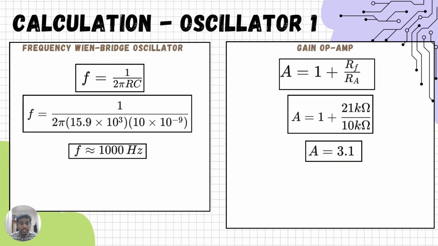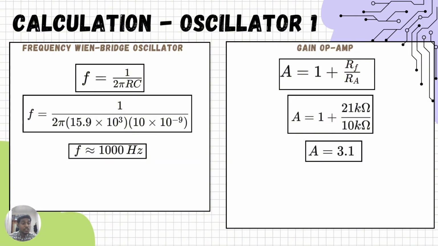First we are going to explain this calculation. We put back the values: our RF is 21 kilo ohm and our RA is 10 kilo ohm. We substitute the values and we get 3.1 for A. The calculated value of 3.1 is slightly greater than the minimum required gain. Actually, for this one you should get A bigger than 3, and we get slightly different, which is 3.1. There is no issue here. This condition is also satisfied because 3 and 3.1 are only slightly different.